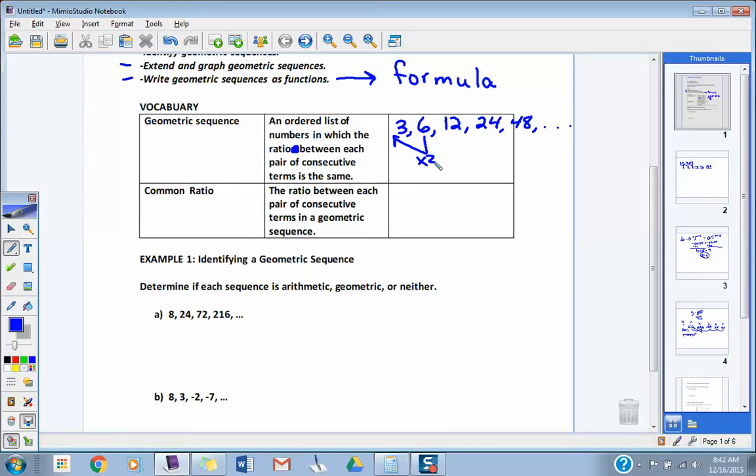And then this talks about what is a common ratio. Well, a common ratio is the ratio between each pair of consecutive terms in a geometric sequence. I'm going to throw up a sequence here. You tell me what the common ratio is. All right.